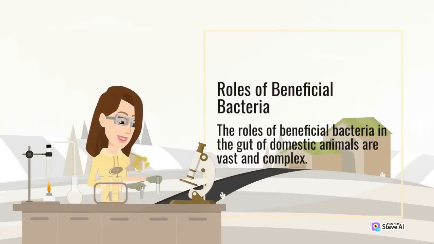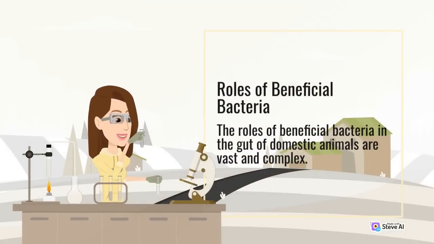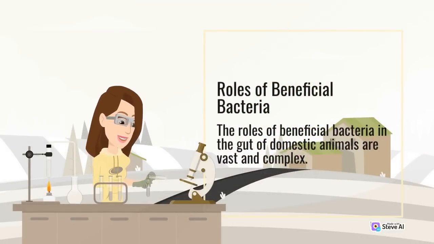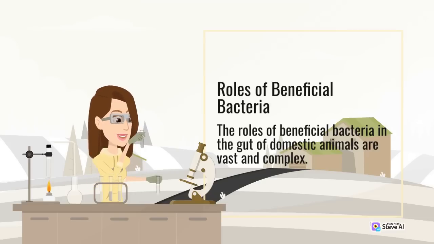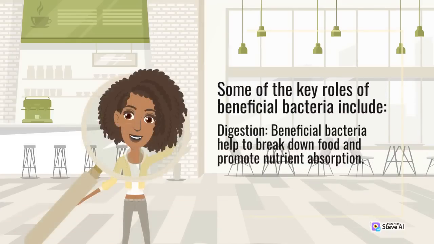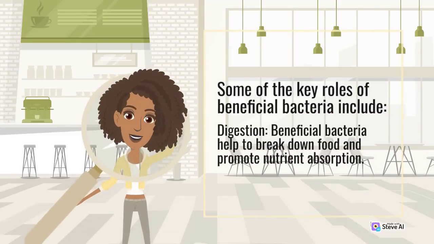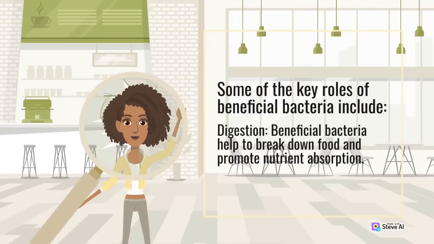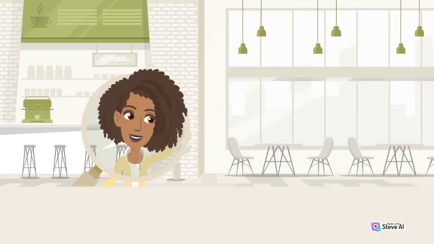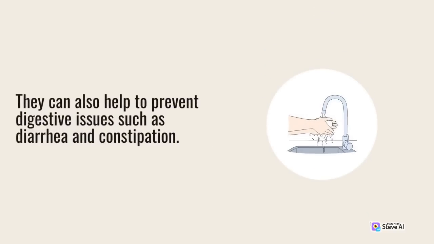Roles of beneficial bacteria. The roles of beneficial bacteria in the gut of domestic animals are vast and complex. Some of the key roles of beneficial bacteria include digestion. Beneficial bacteria help to break down food and promote nutrient absorption. They can also help to prevent digestive issues such as diarrhea and constipation.